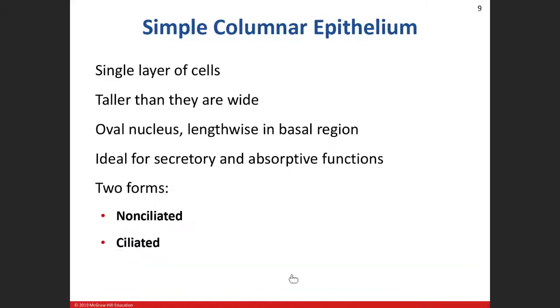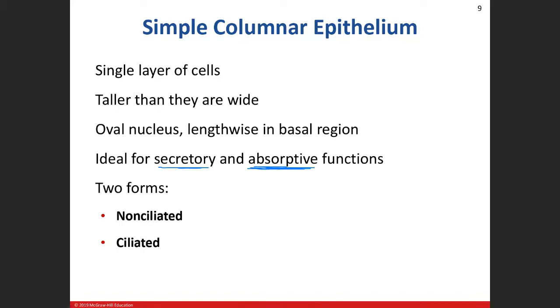Let's hit up simple columnar epithelium. It might be two more slides because there are two types. Simple columnar epithelium, we already know it's simple, it's one layer. Columnar, the cell is going to be taller than it is wide. We know where the nucleus is located. Functionally, this type of epithelium is great for secretion, but also absorption. So we're going to see this type of epithelium in your digestive system, big time.